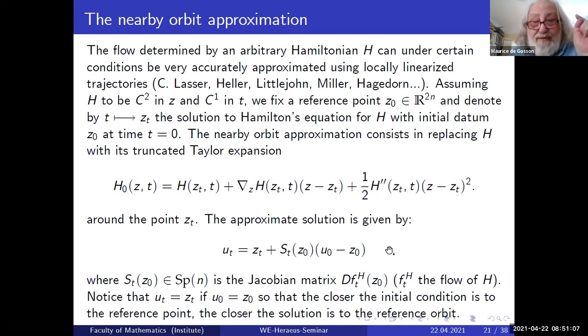Notice that if you take u naught equal to z naught, that is, if the original point equals the reference point, then you get u_t equal to z_t, that is, exactly the reference orbit. That is, this truncated Hamiltonian's flow is the exact flow along the trajectory with initial value z naught.